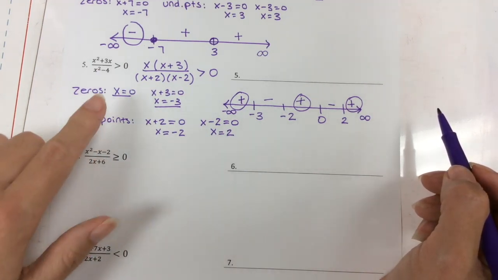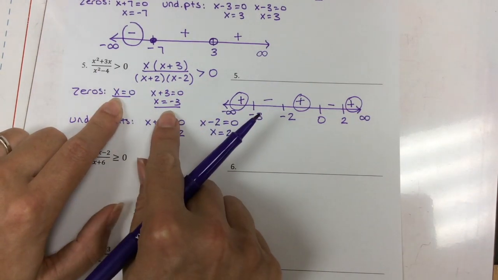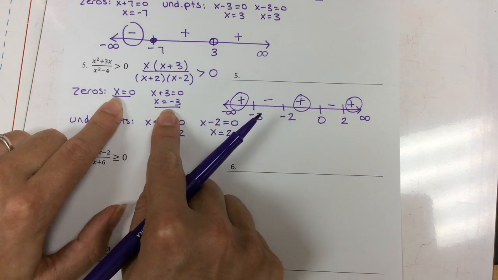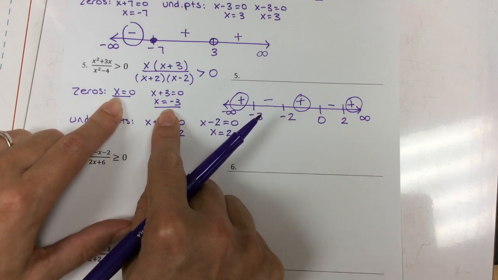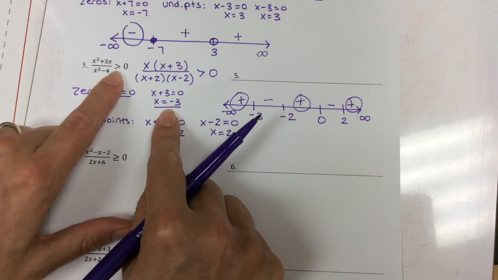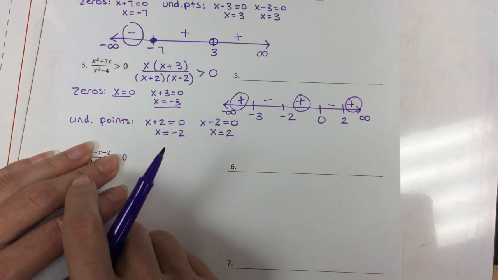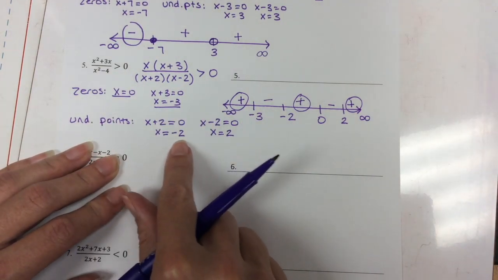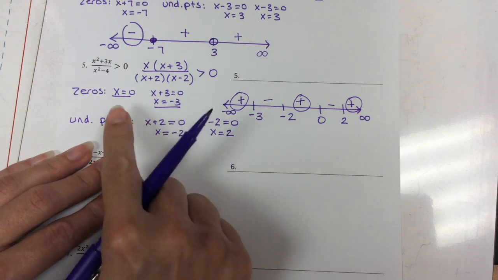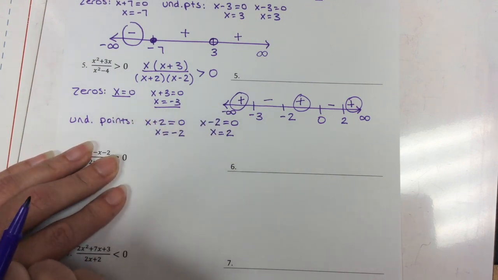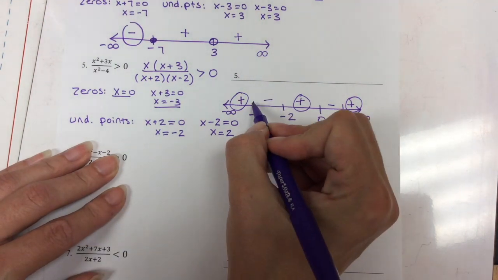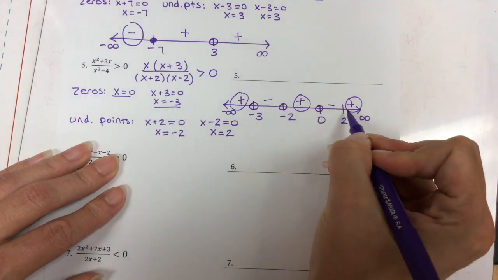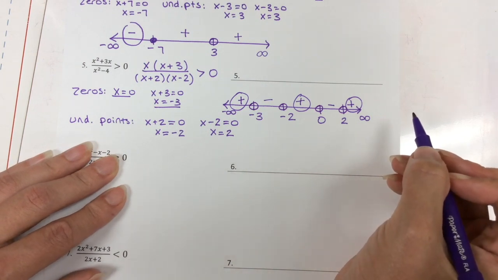It's easy to do. My zeros are here. Am I allowed to include them? It all depends on the question. The question says greater than 0. It does not say greater than or equal to 0. So we are not allowed to include our zeros in this question. So they are all going to be open circles. Undefined points are always not included. Zeros for this particular question are not included as well. So all of these will be open circles. I can't include any of those numbers.